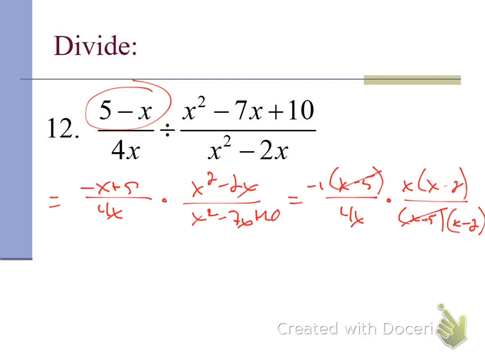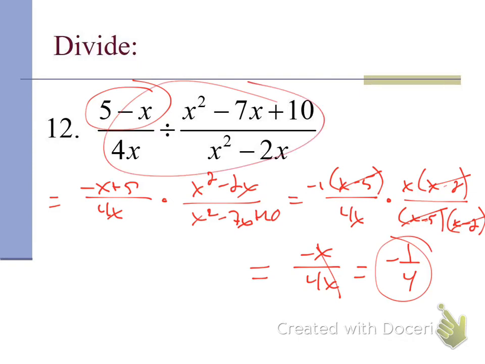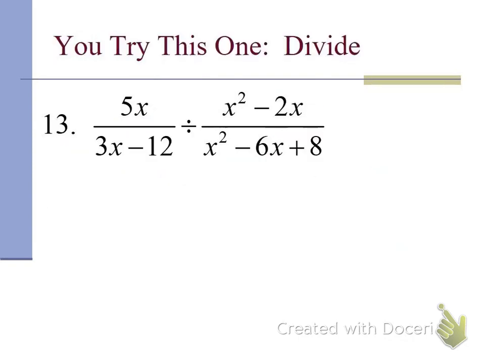x minus 5, x minus 5, x minus 2, x minus 2. And so we get negative 1 times x is negative x over 4x. Oh, look, we can divide those x's out and get negative 1/4. So all of this means negative 1/4. Wow, it's crazy.